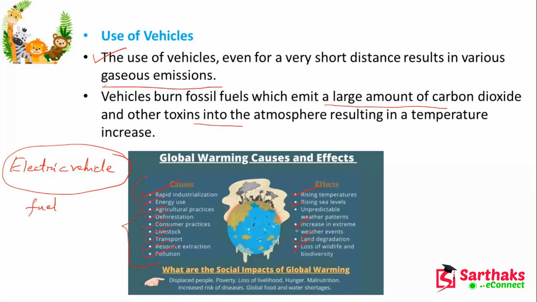We will be suffering from poverty. We are not able to... the autoimmune system is already destroyed, and hunger and malnutrition will just wrap us. And you can see that there will be a time when you cannot get food, you do not have food also, and there is an increased risk of diseases. So global food and water shortages are there. These are the huge effects, the causes and effects, of global warming.